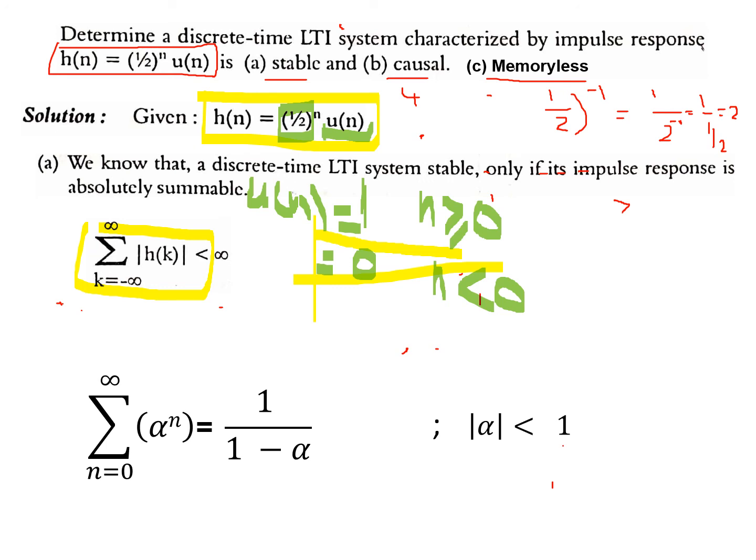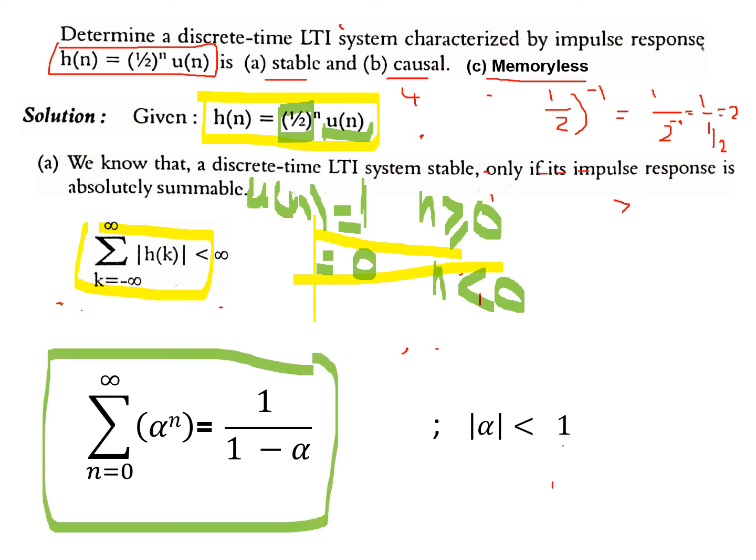So now if I apply this formula here, alpha is half, isn't it? Now the formula is the sum of half to the power of n, from 0 to infinity, because it is only one-sided. So let us apply this formula to find this. See, what I get is this.